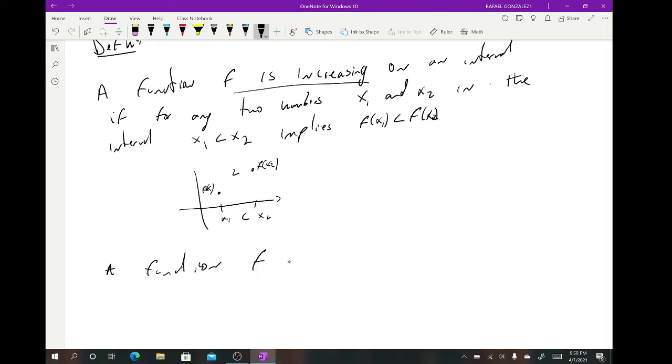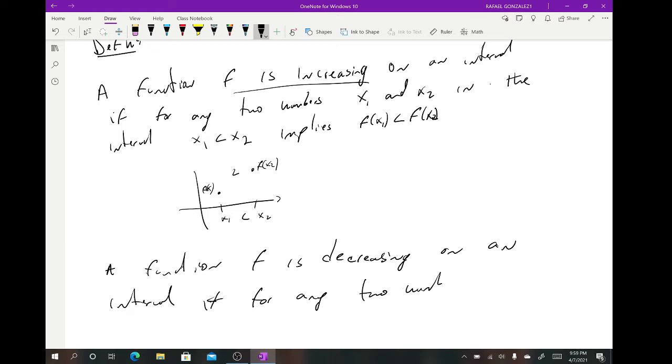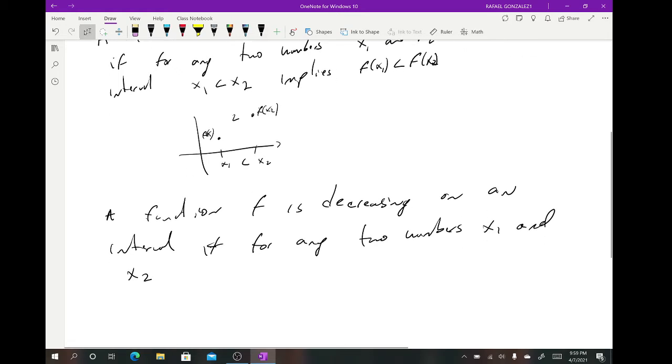And 2, a function f is decreasing on an interval if, again, for any two numbers x1 and x2 on the interval, we have x1 being less than x2 implies f of x1 is greater than f of x2.